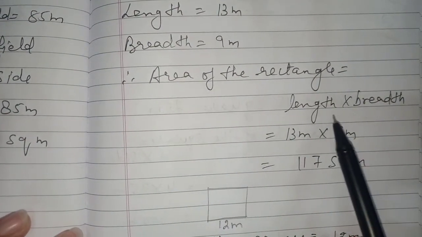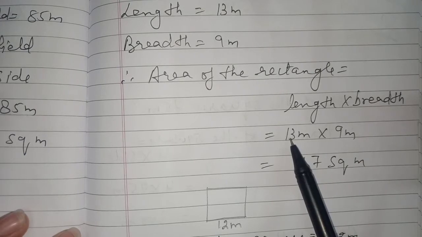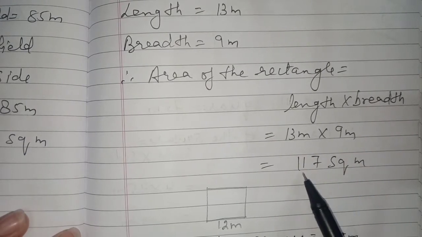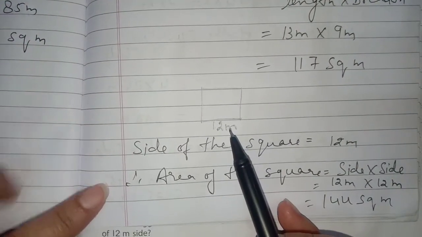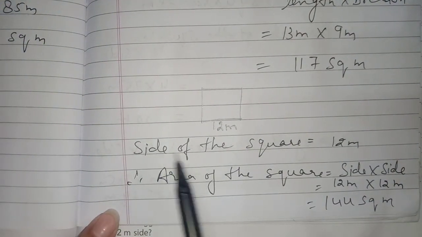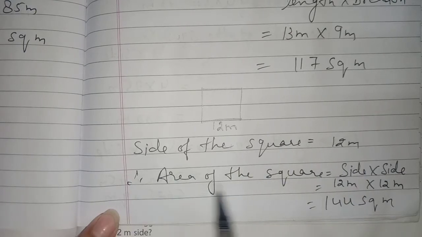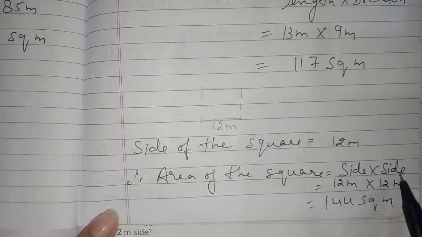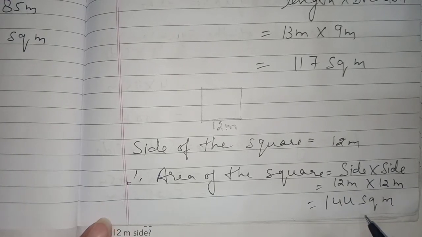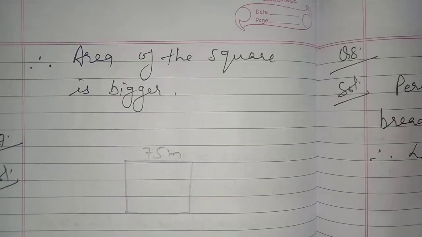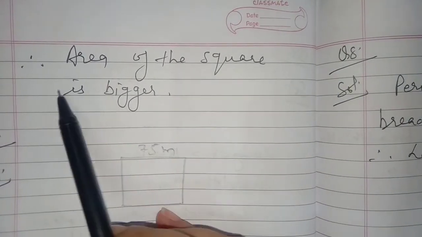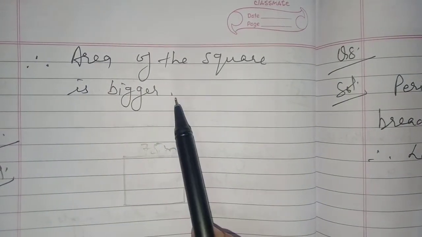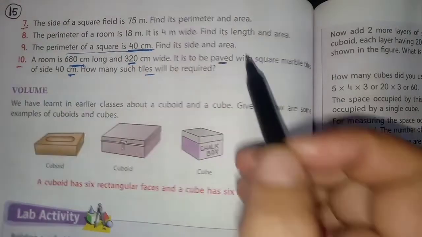Therefore, area of the rectangle, length multiplied by breadth, means 13 meter multiplied by 9 meter, that is 117 square meter. Then we will find the area of the square. So for that, side of the square is 12 meter and area of the square will be side multiplied by side, means 12 meter multiplied by 12 meter, that is 144 square meter. Now after finding the area of the square and the rectangle, we came to know that area of the square is bigger.